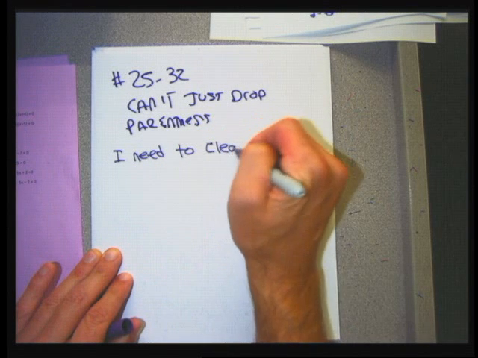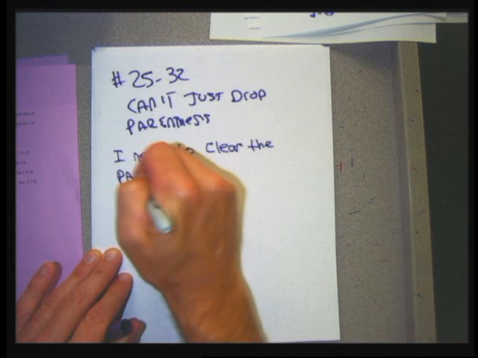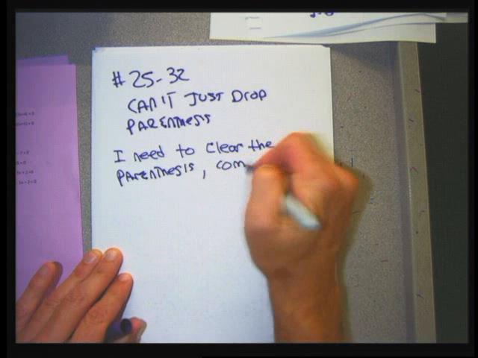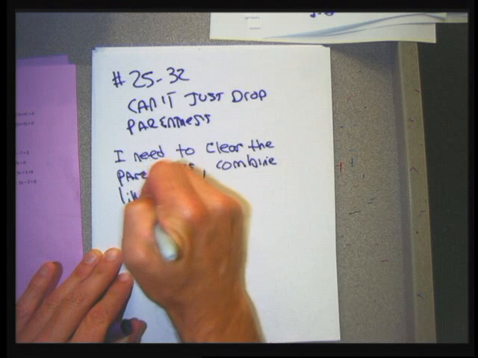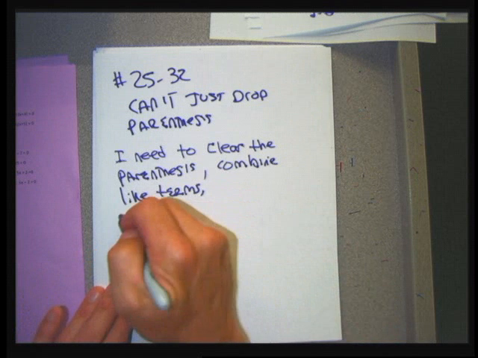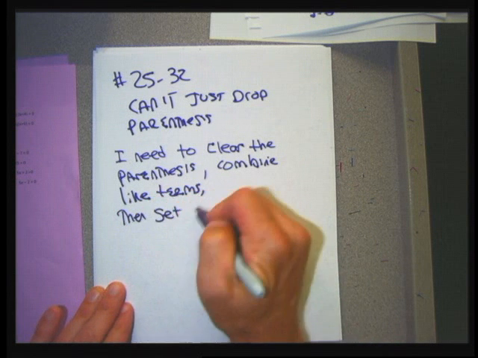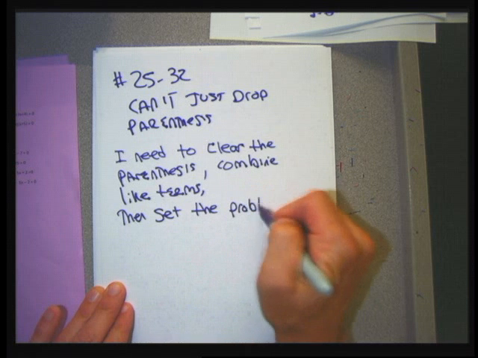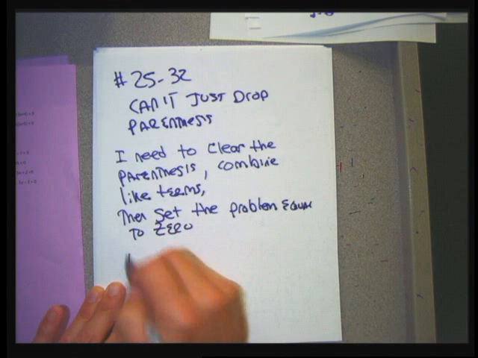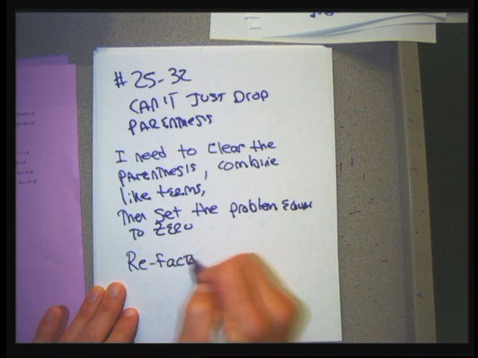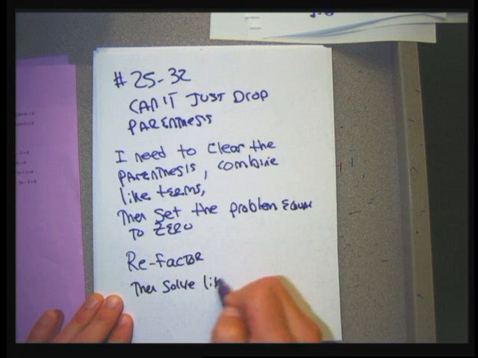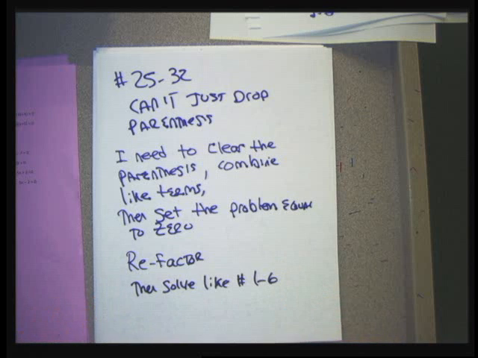clear the parentheses, combine like terms, then set the problem equal to 0, and then refactor, and then solve like numbers 1 through 6. So these are way involved problems.